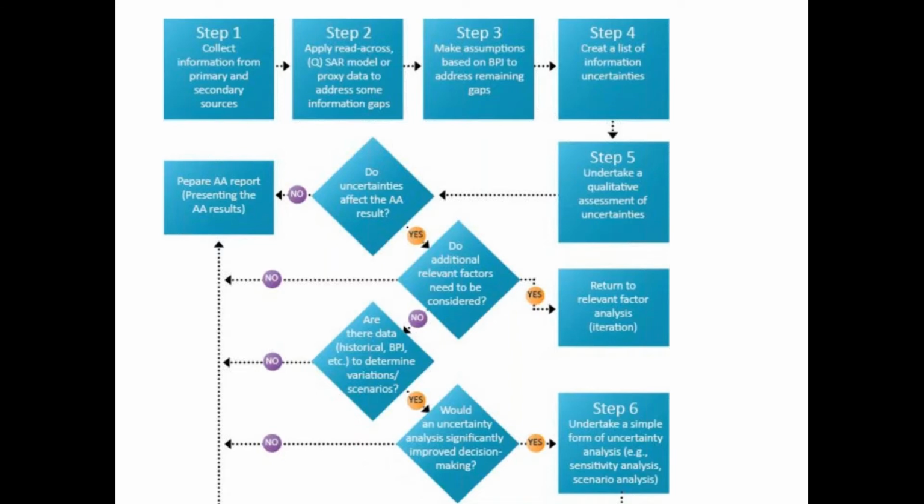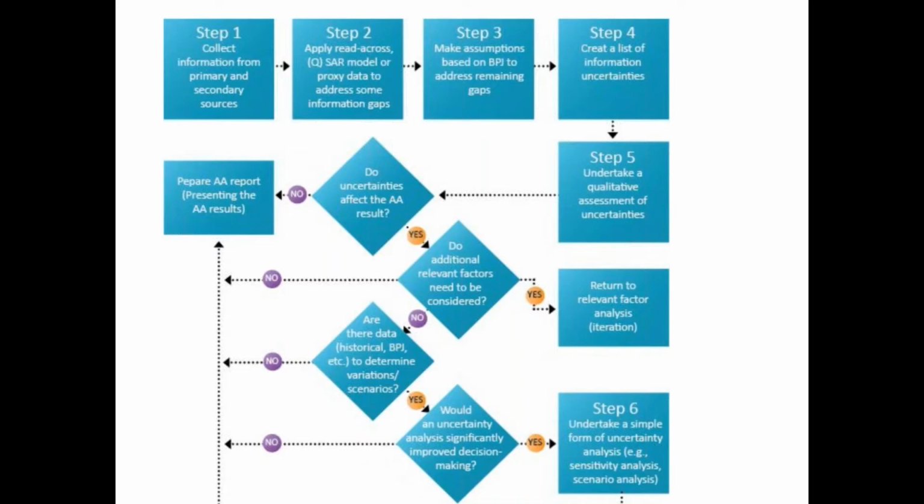So it looks quite complicated, but it's actually a very detailed description of how we want to approach the uncertainty analysis. The first step is to collect data from primary and secondary sources. And then step 2, apply read-across, QSAR model, or proxy data to address some data gaps. And then step 3, so these are the linear steps. Step 3, make assumptions based on BPJ to address remaining gaps.